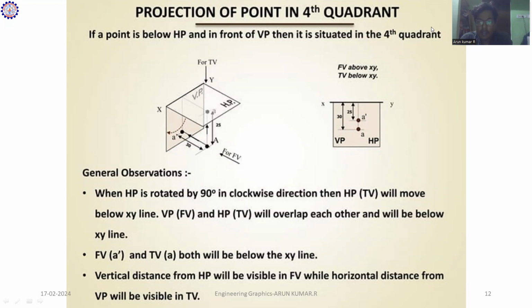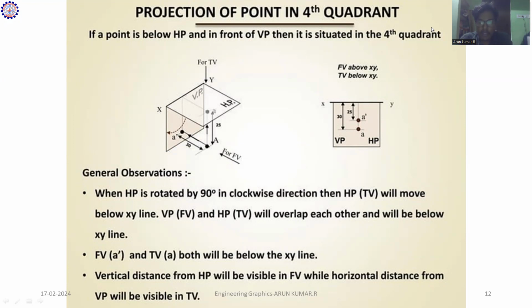So this is a unique term that is used in the fourth quadrant: below HP and in front of VP. In the first case, we saw above and in front. In the second case, we discussed above and behind. In the third case, below and behind. Here we are discussing below and in front. These are the unique terms we use in each quadrant, which makes understanding the projection of points very easy.